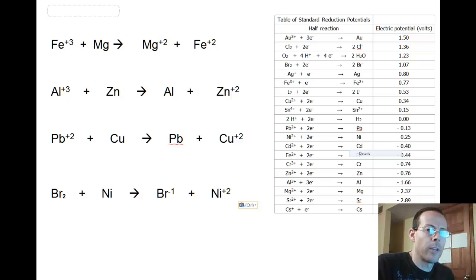Right, so in this podcast we want to predict, if we take two things, will they actually react or will they not react? On your goldenrod sheet you have a list, which is known as the table of standard reduction potentials.